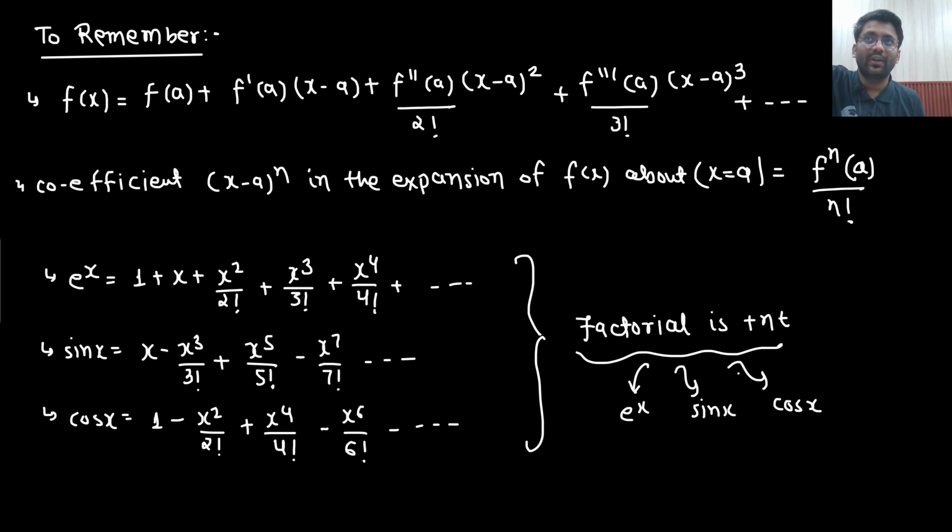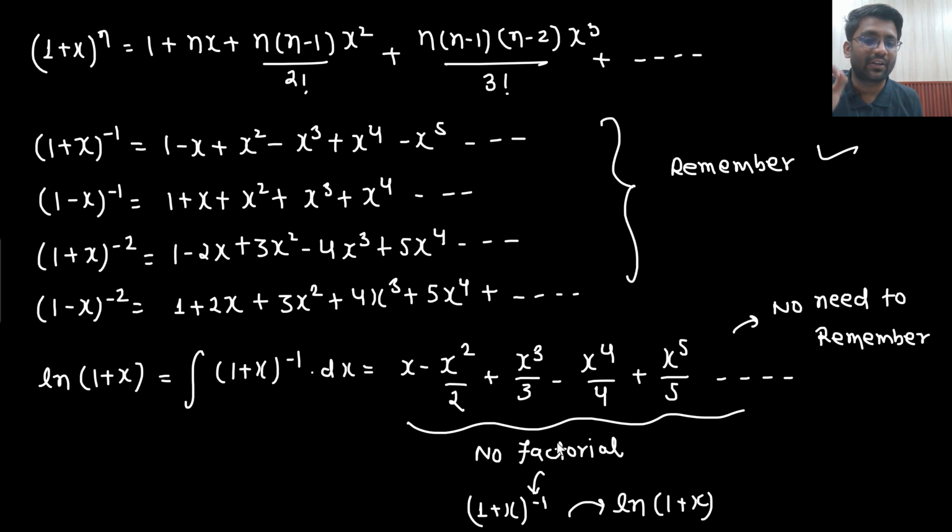In the examination, sir, if factorial is present, I know only 3 expansions: e to the power x, sin x, cos x. I know their expansions. I will think something, I can get the answer. Sir, if in the examination factorial is not present, then I will think of 1 plus x to the power minus 1. From 1 plus x to the power minus 1, I can write down this particular expression, and from there I can get ln 1 plus x very easily: x minus x square by 2 plus x cube by 3 minus x to the power 4 by 4, something I can get, sir.